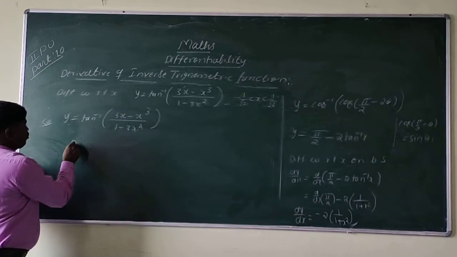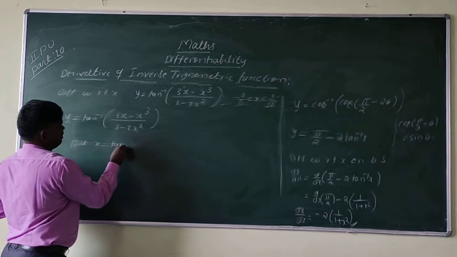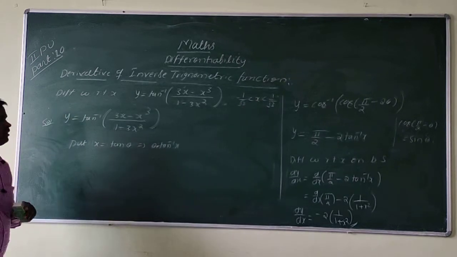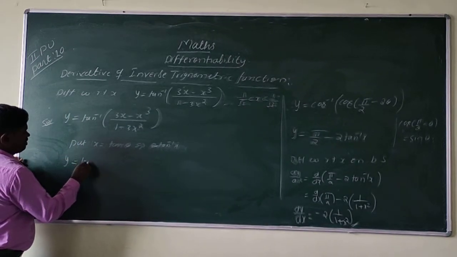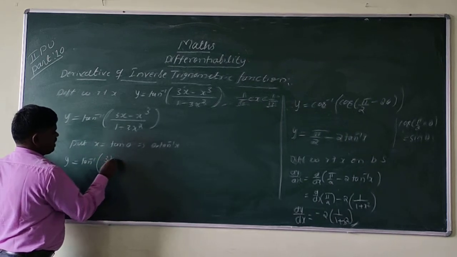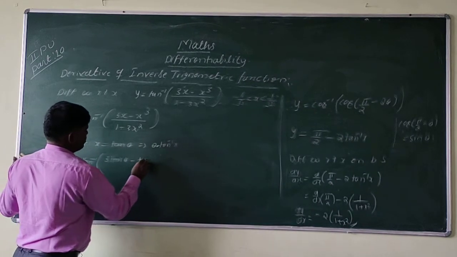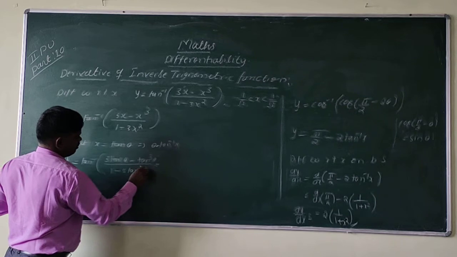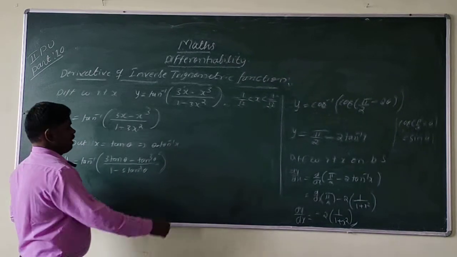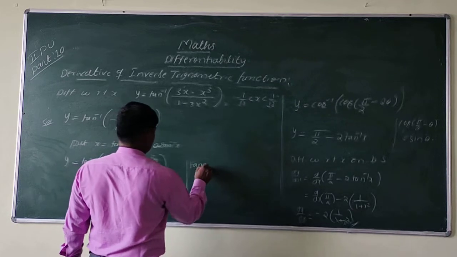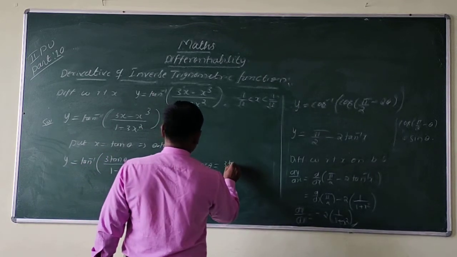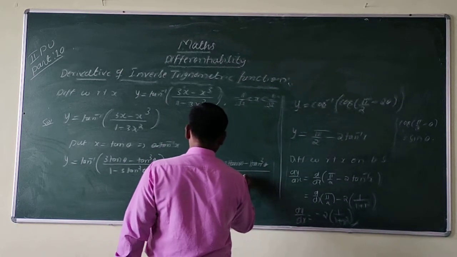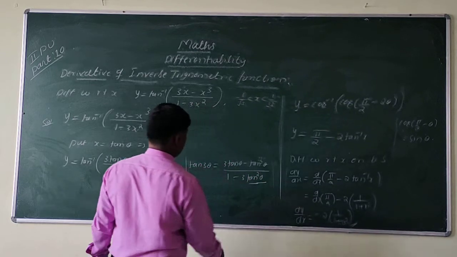So now put x is equal to tan theta. This implies theta is equal to tan inverse of x. Now the given equation is y is equal to tan inverse of 3 tan theta minus tan cube theta divided by 1 minus 3 tan square theta. We have the formula: tan 3 theta is equal to 3 tan theta minus tan cube theta divided by 1 minus 3 tan square theta.